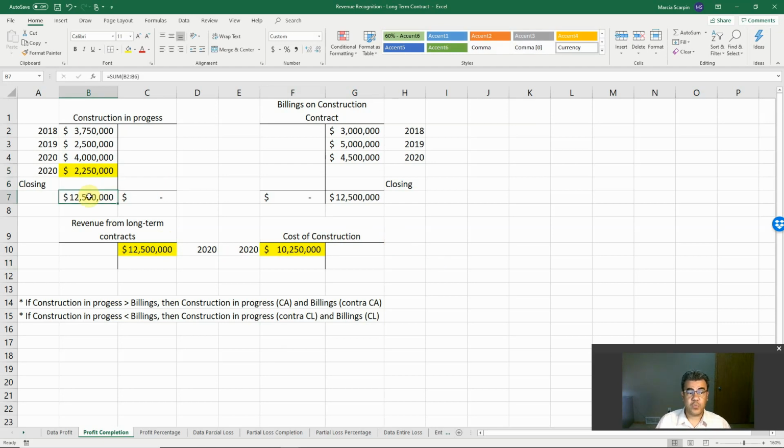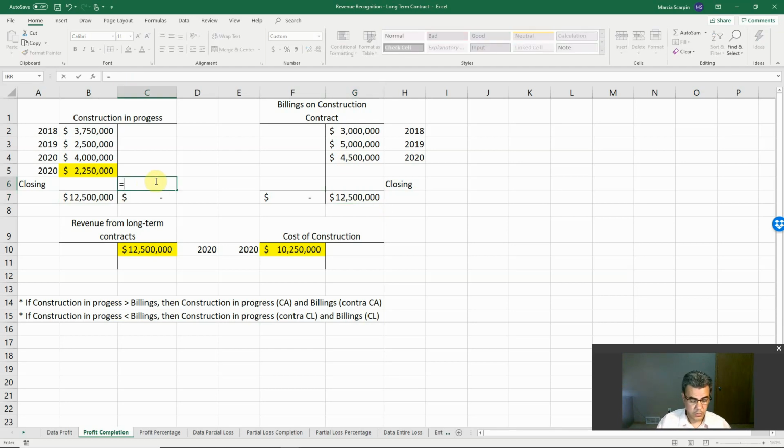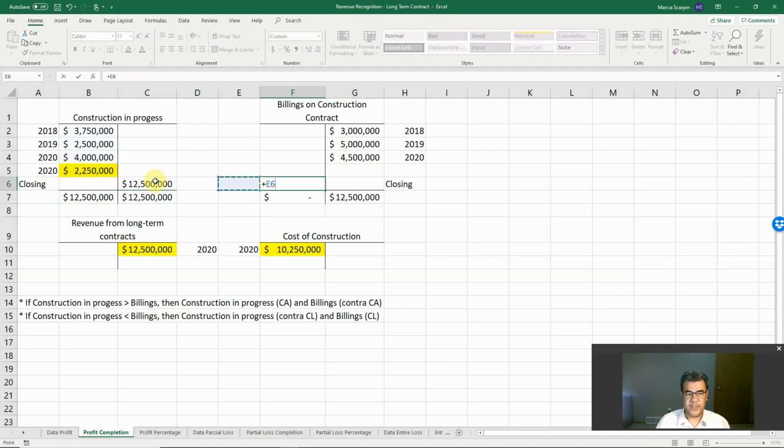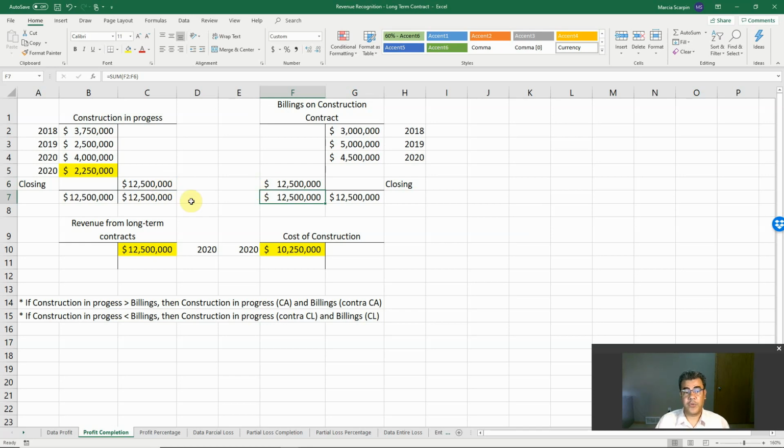Now, what is our problem? We have 12.5 million on asset, 12.5 million on liability. These numbers must match all the time. However, we don't have the building anymore, and we don't have the deferred revenue anymore. So we have here a journal entry for closing. So we sum our debits here, we close it, and the debit will be the same number to match our journal entry.